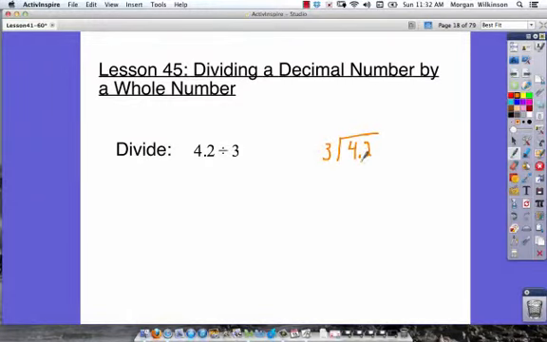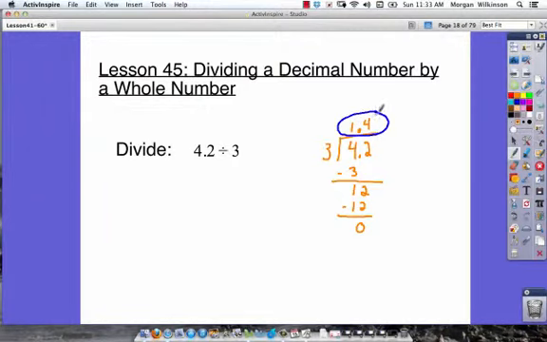Now, when we're dividing a decimal number by a whole number, all we have to do is move that decimal point straight up. We can do that first. We know 3 goes into 4 one time. We get 3 with 1 left over, and we bring down our 2 to get 12. 3 goes into 12 4 times. We've got 12 because 3 times 4 is 12. We have nothing left over. We've got our answer. Our answer is 1 4/10, or 1.4.